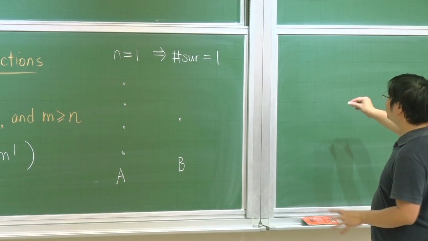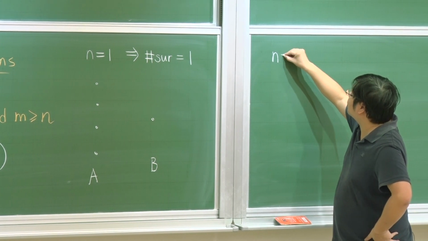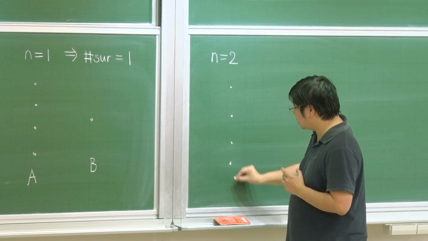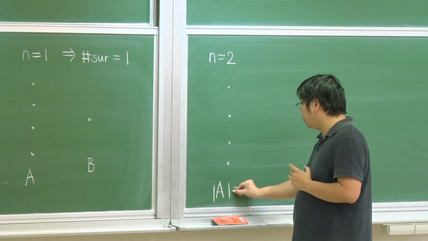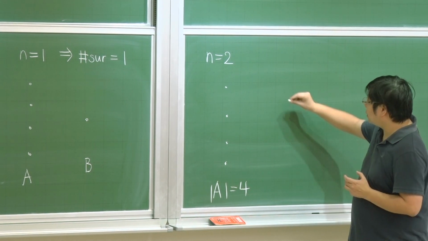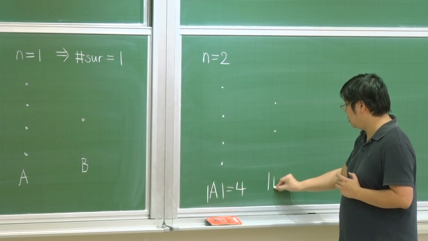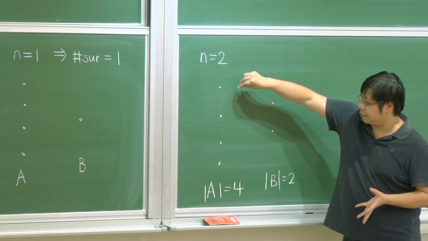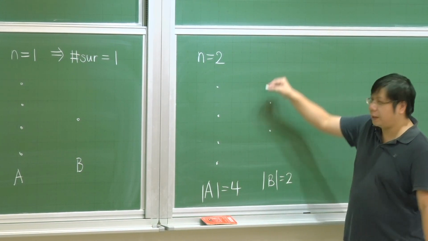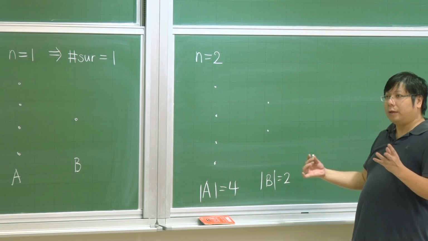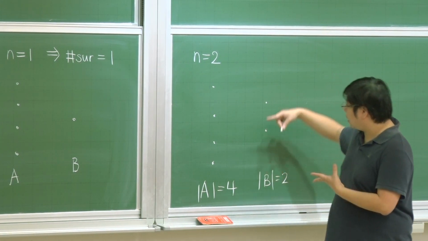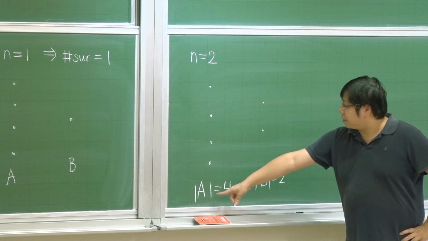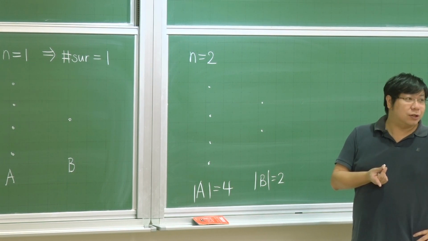Now let us do a more complicated case. Let's say N is equal to 2 this time. So let's say the size of A is equal to 4, and the size of B is equal to 2. How many ways can we map items from A into B such that all the items in B are covered up? First of all, let us not count the surjections directly. Let's count how many different functions we can form from A to B.